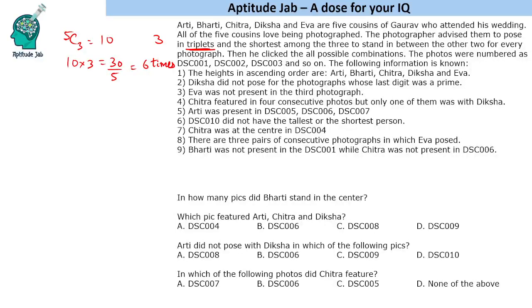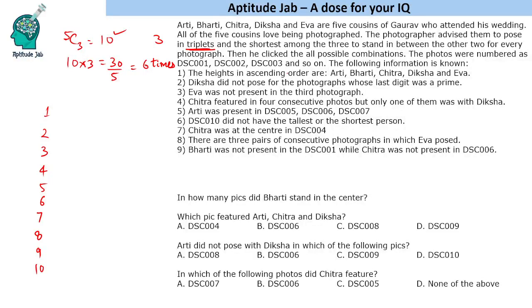This is something important that you should know, that there are 10 photographs, and each person will be present in 6 photographs because 10 into 3 is 30 faces, so each person is equally distributed 6 times. Now let us write the numbers of photographs. So the last digit will be 0, 1, 0. So 1, 2, 3, 4, 5, 6, 7, 8, 9, 10. Let's put it this way.